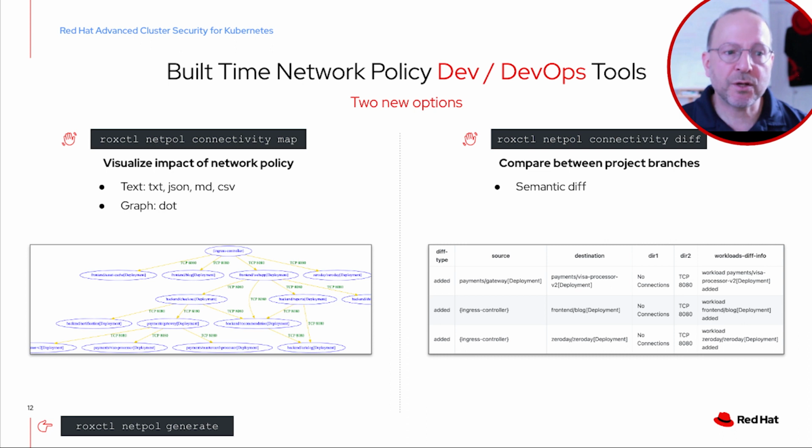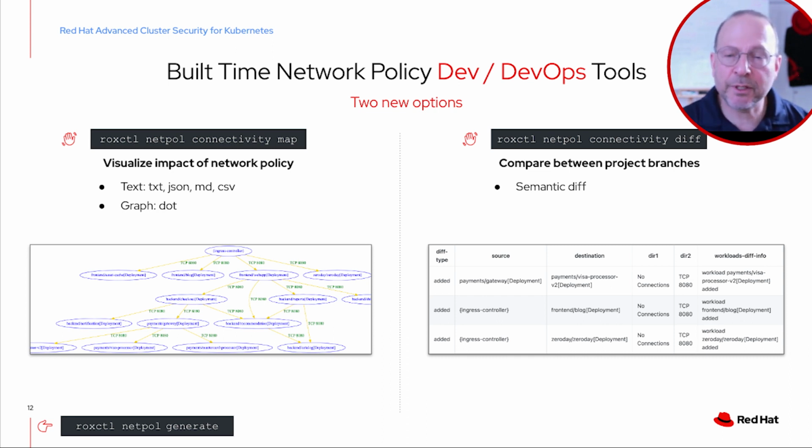So these 2 additions that we've introduced now, and that's all part of this tool set, if you will, are connectivity map and connectivity diff. With connectivity map, again, we look at that folder structure, we look at that network policy that's already there, presumably generated by the previous step, and we provide a visualization. It could be text-based, like Markdown, CSV, or a DOT format.